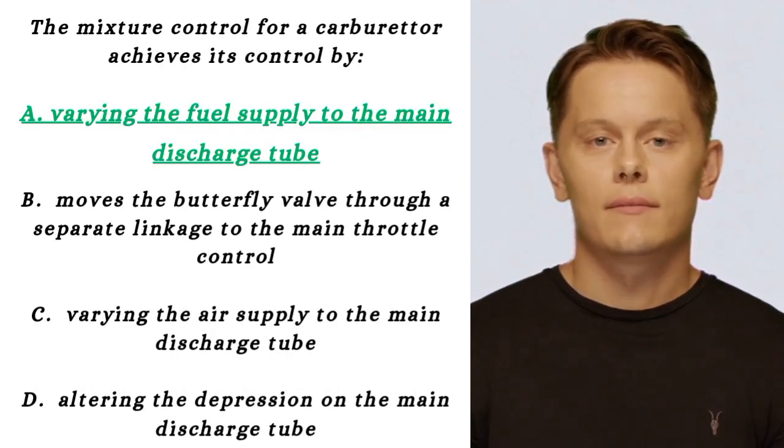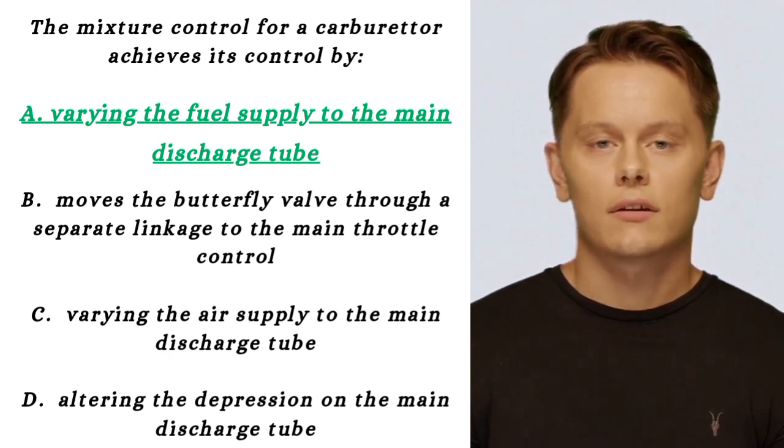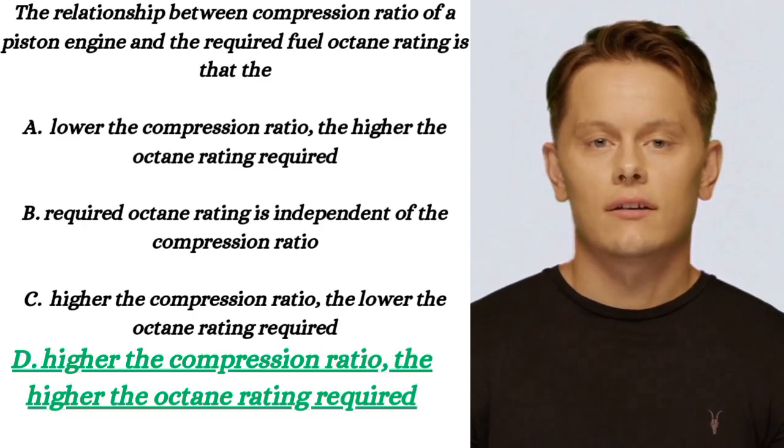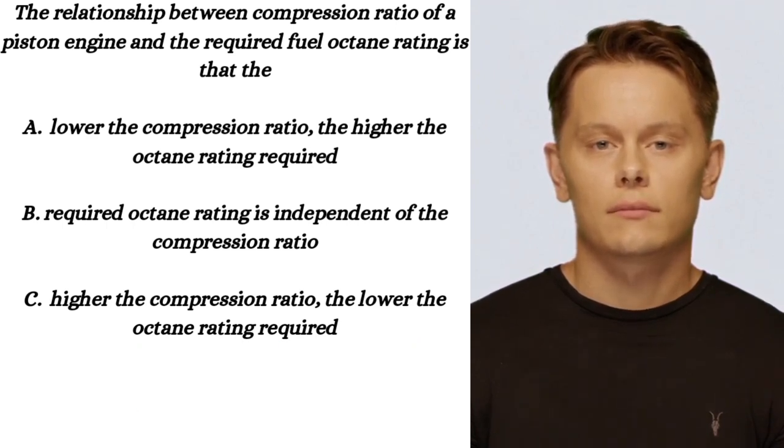Question 5. The mixture control for a carburetor achieves its control by. The answer is A. Varying the fuel supply to the main discharge tube. Question 6. The relationship between compression ratio of a piston engine and the required fuel octane rating is that. The answer is D. Higher the compression ratio, the higher the octane rating required.